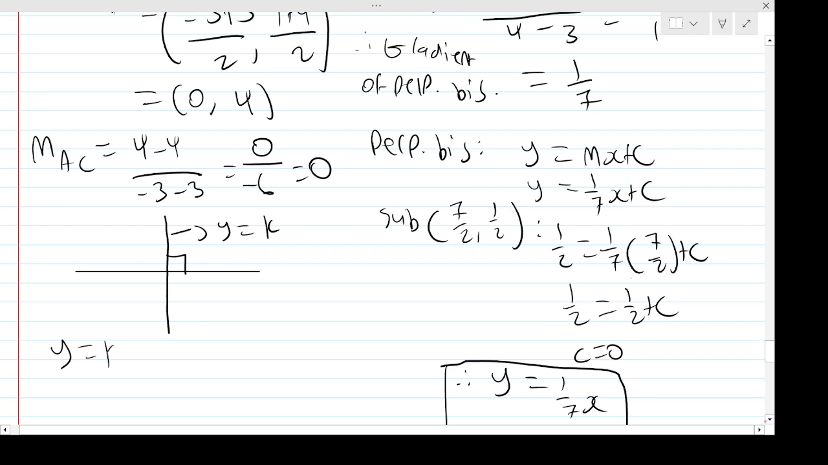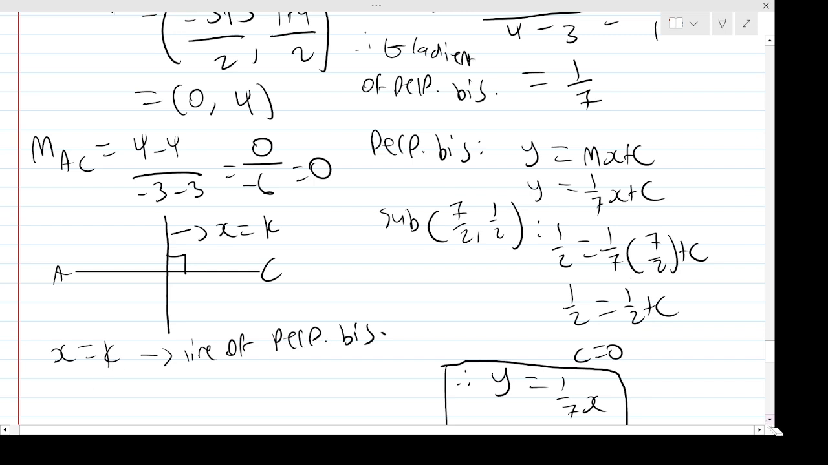So because the perpendicular bisector must be a completely vertical line, because the gradient of AC here is 0, it's a completely flat horizontal line. So the perpendicular line to it must be vertical. So it's just, no, it'd be x equals something, wouldn't it? Sorry. There we are. So x would equal something. That would be the line of the bisector, the perpendicular bisector.